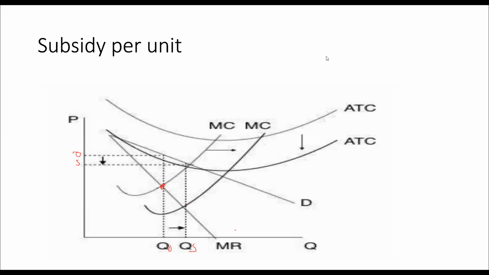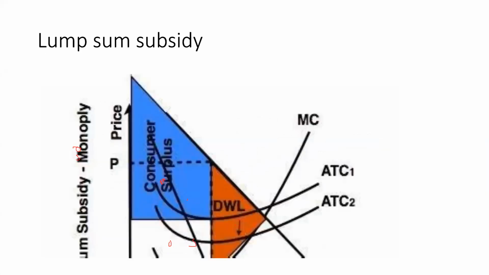Okay, let's see what I got next. The lump sum subsidy is you just drop ATC. Now, if I just drop ATC, there is no change to MC equals MR. So that means price doesn't change, quantity doesn't change, deadweight loss doesn't change, consumer surplus doesn't change. Nothing changes except profitability. All right. So I'm making more money because at the end of the year, if we were making 100,000 and the government gives us a 50,000 check, we're now making 150,000.